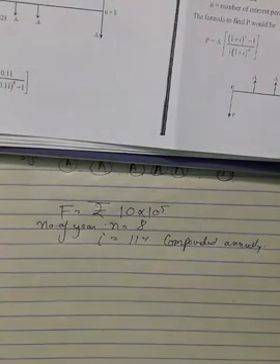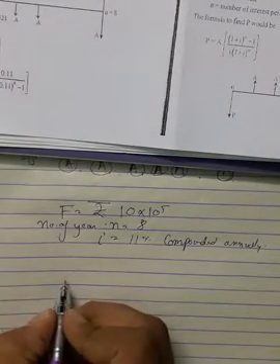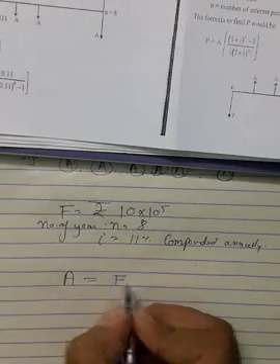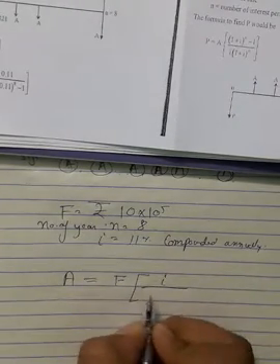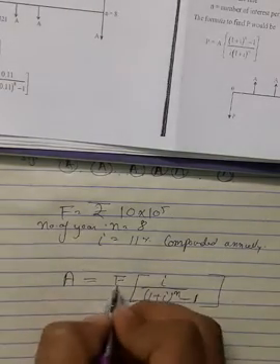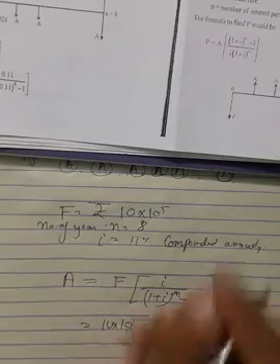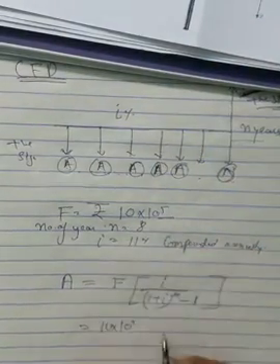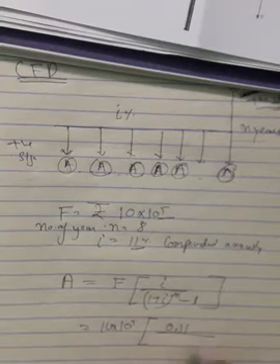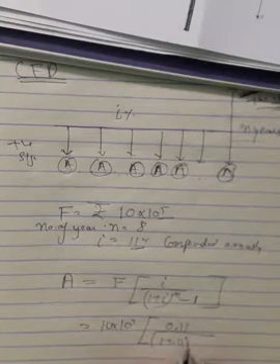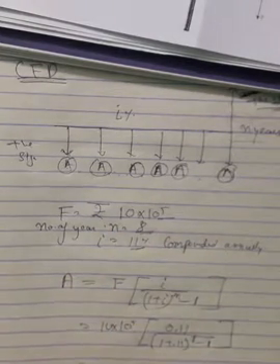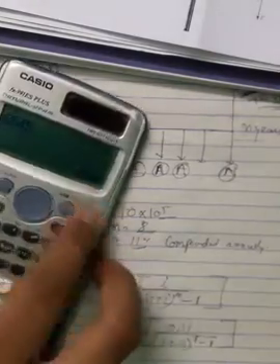So the formula to find this yearly amount is A equal to F times I divided by (1 plus I) to the power n minus 1. The future amount you know is 10 lakh, 10 raised to 6. The interest rate is 11%, so 0.11 divided by (1 plus 0.11) to the power n, which is 8, minus 1. Put it in the calculator and get the answer.